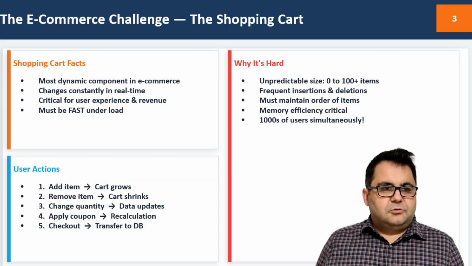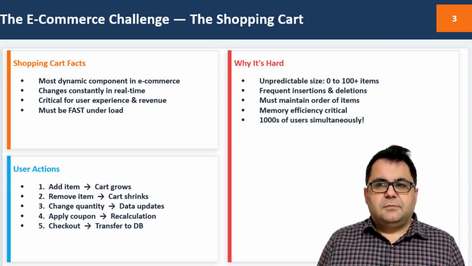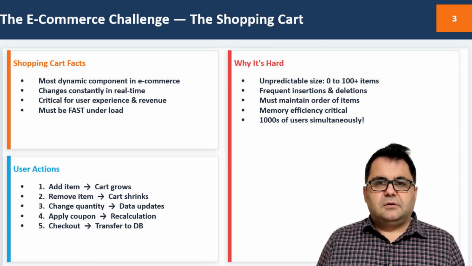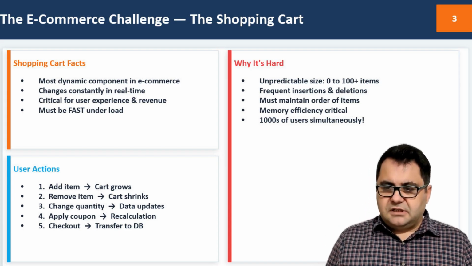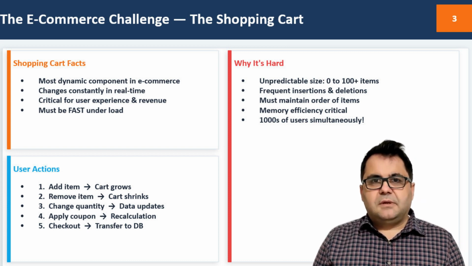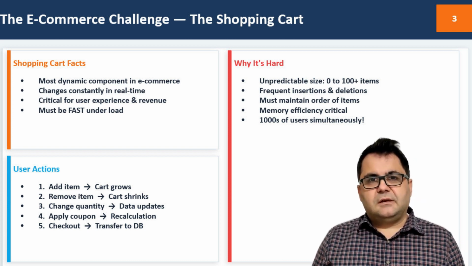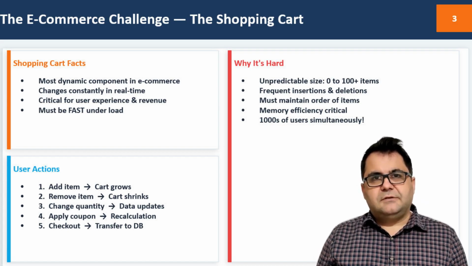The shopping cart is the most dynamic component in any e-commerce system. Think about how you use Amazon or any online store. You're constantly changing your cart, adding items, removing items, changing quantities from 1 to 2, applying discount codes, then maybe removing half the items before checkout. This happens in real time, in RAM, and it must be lightning fast.